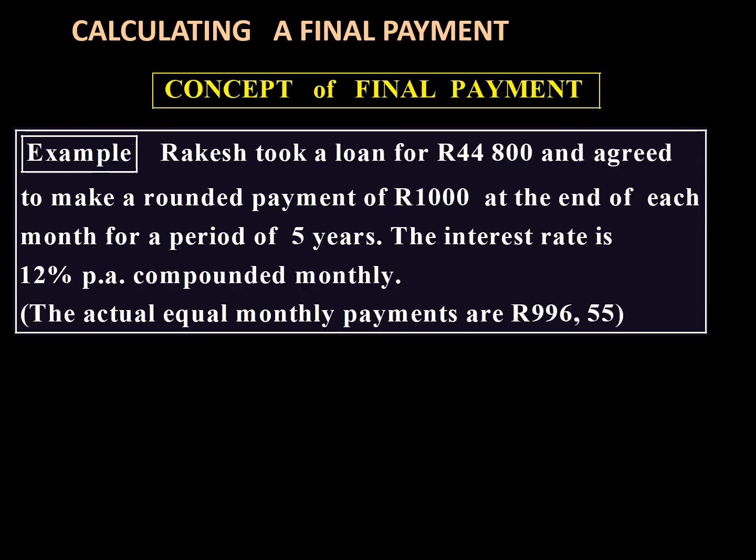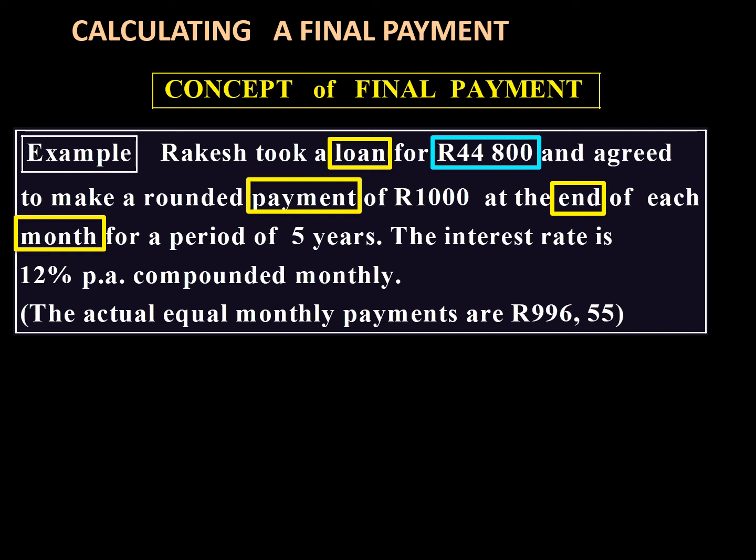Let's consider the concept of a final payment. To do this, let's take an example. We've got Rakesh, who takes a loan, and he agrees to pay at the end of each month, making a regular payment. The loan is 44,800, and the regular payments are 1,000. He's going to pay it back over 5 years, and the interest rate is 12% per annum compounded monthly. Actually, the actual payment was not 1,000. He decided to pay a rounded-off amount, so the actual payment was 996 rand and 55. So the final payment will not be the same.